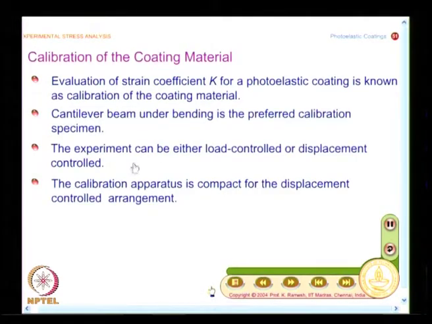And the experiment can be either load controlled or displacement controlled. And we would see that the displacement controlled experiment arrangement is very compact compared to a load controlled arrangement.